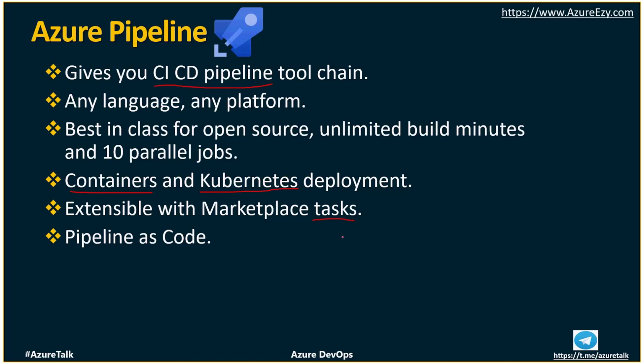Then you have extensible marketplace tasks. Tasks are like, when you create a CI build, which is what we call a build definition, or when you create a release definition, you actually do tasks in sequence: first download certain things, then run certain things, and then zip it and publish it somewhere. This is what you normally do. We will go through a CI/CD pipeline that I have created for our demo project, but this is in a nutshell.